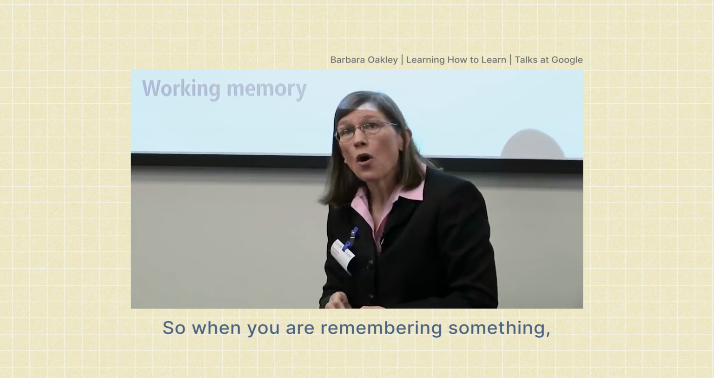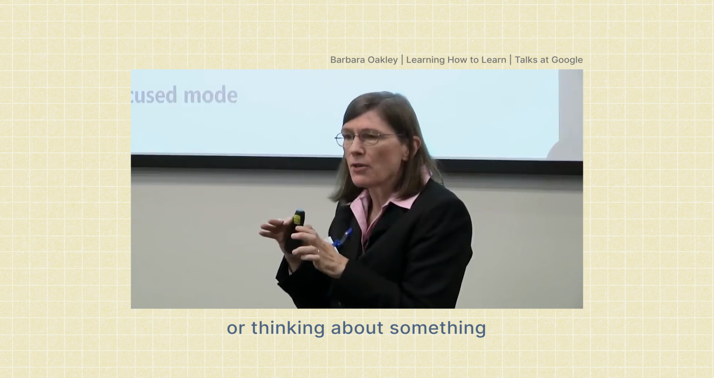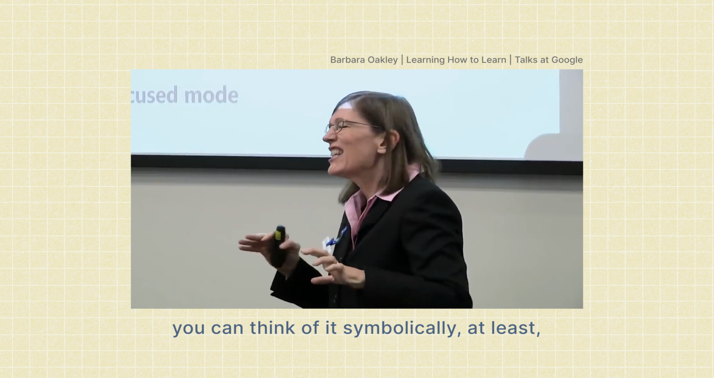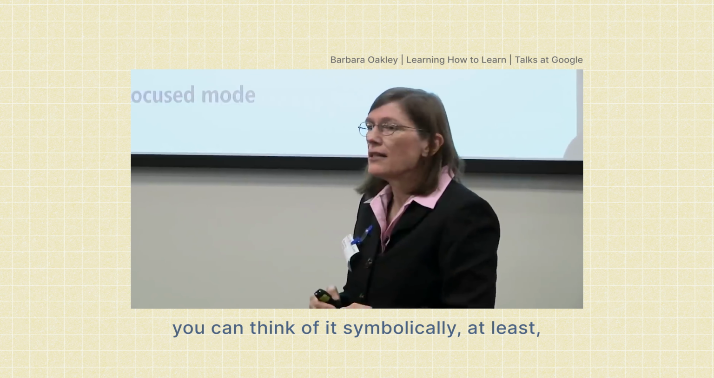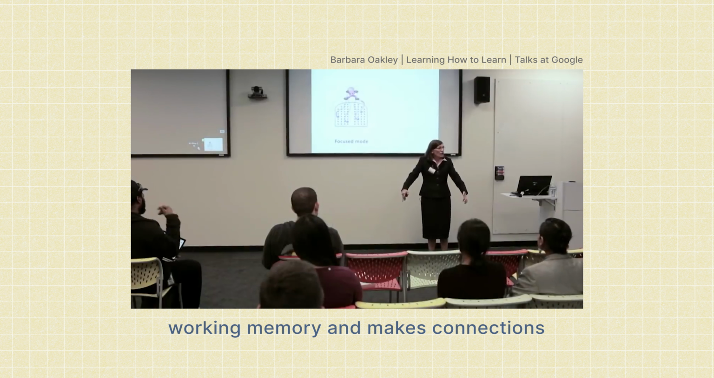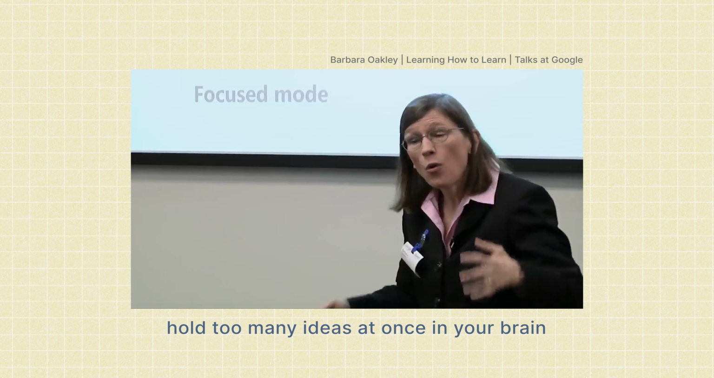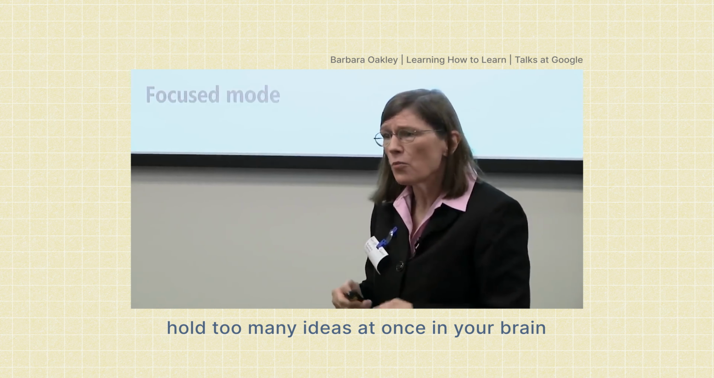So when you are remembering something or thinking about something with working memory, you can think of it symbolically, at least, as something like an octopus, the octopus of attention that reaches through those slots of working memory and makes connections between different ideas. And that's why you can't hold too many ideas at once in your brain before you get all confused.